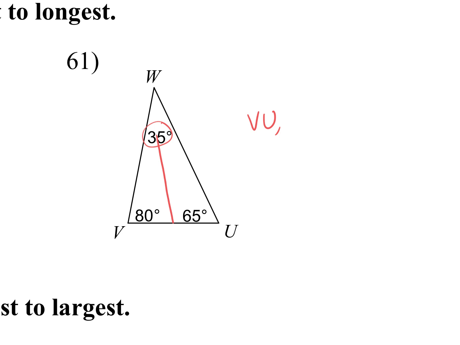What's my next angle? 65. Across from that is WV or VW. Doesn't matter the order you write those in. Could I also write WV? Yes, it does not matter the way you write those. And then 80 is across from WU. Okay.